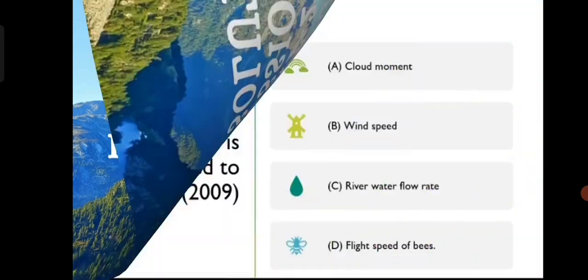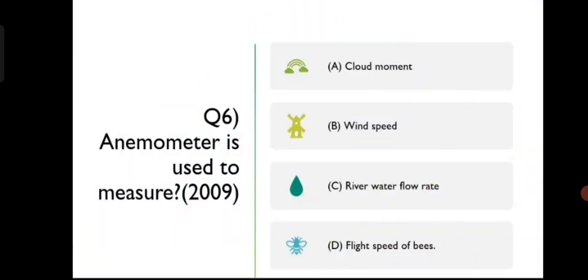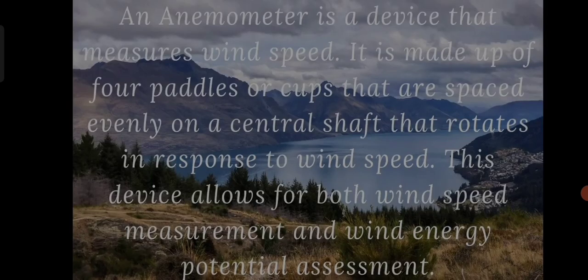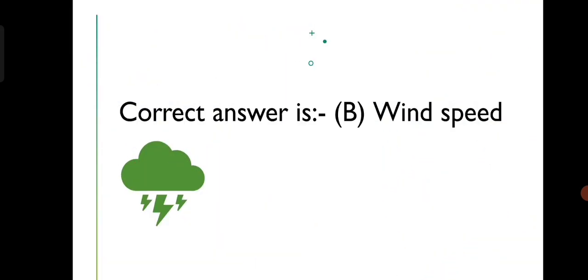Now coming to the first question. Here our first question is: anemometer is used to measure. We are having 4 options and we have to find out the correct one. So at first let us know about the anemometer. An anemometer is a device used to measure the speed of wind. So here our correct answer is wind speed, that is option B.